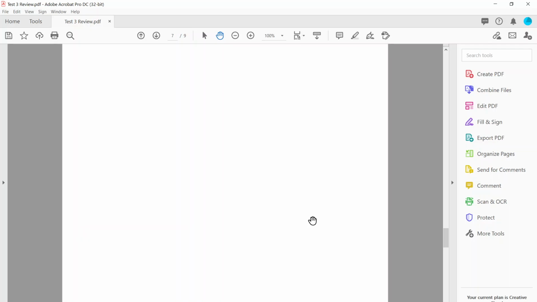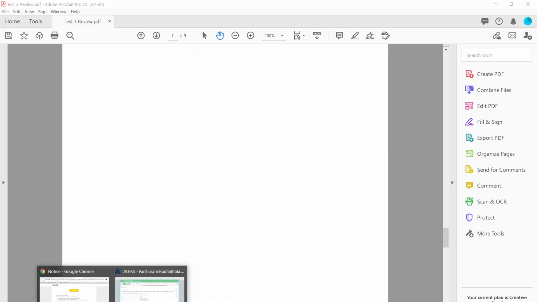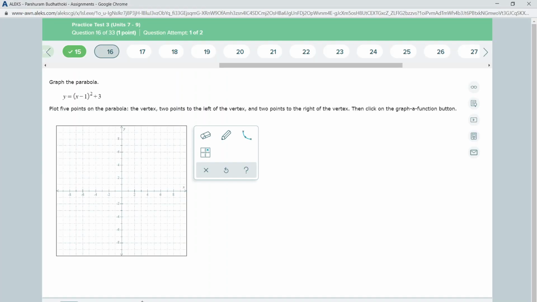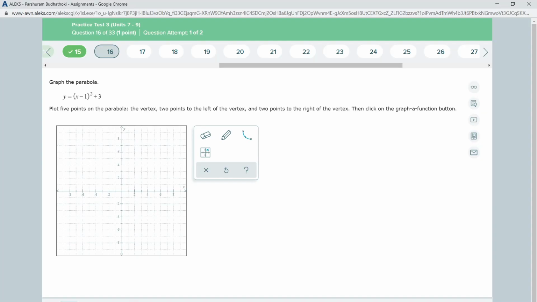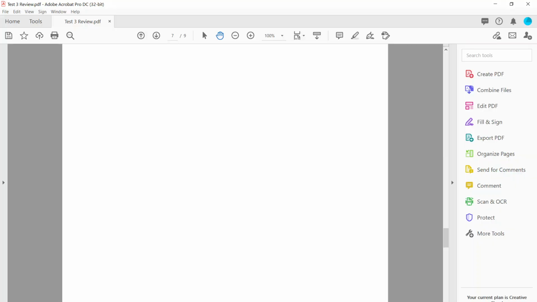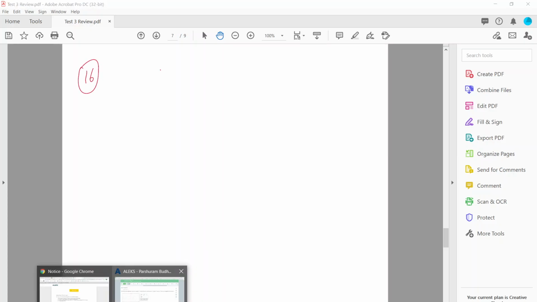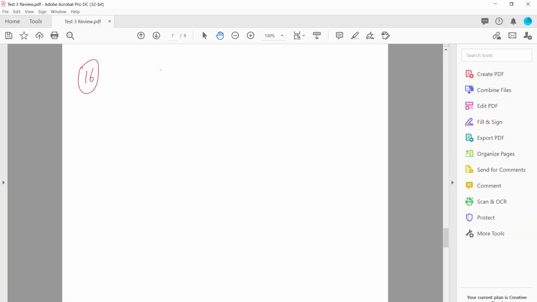We want to go from x squared to x minus 1 squared plus 3. So this is problem 16. Our job is to plot the graph of y, which is x minus 1 squared plus 3. So we can go from x squared to x minus 1 squared to x minus 1 squared plus 3.